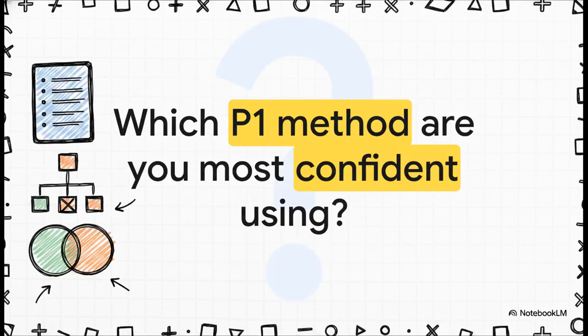So we've walked through the exact requirements, right, from the first process point all the way to the final accuracy marks. So I have to ask, which of the 3 acceptable P1 methods would you feel most confident using under exam pressure? Listing, factor trees, or Venn diagrams?